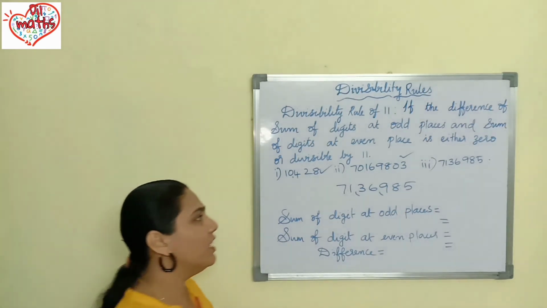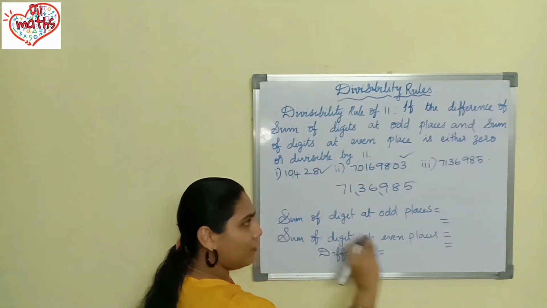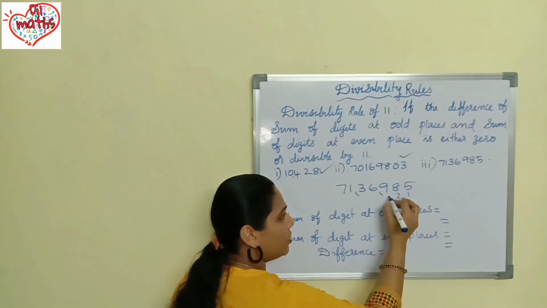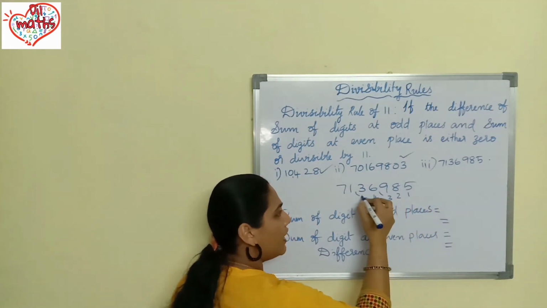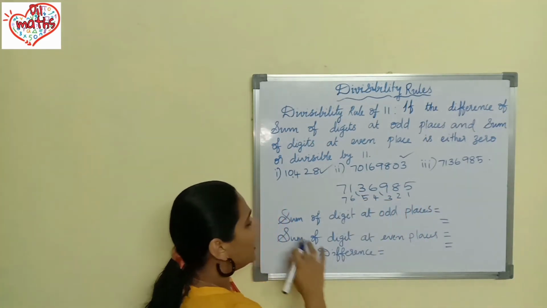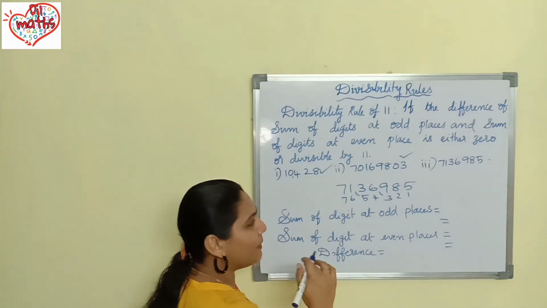71,36,985 is the number given. Okay. So first what we should do? We should number the digits like this: 1, 2, 3, 4, 5, 6, 7. Okay. Now we have to find out the sum of digits at odd places.